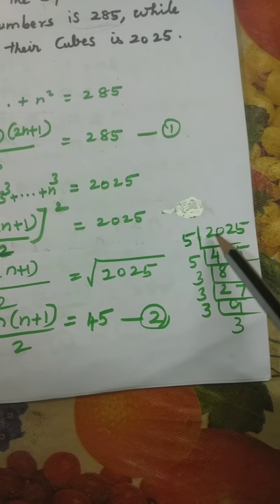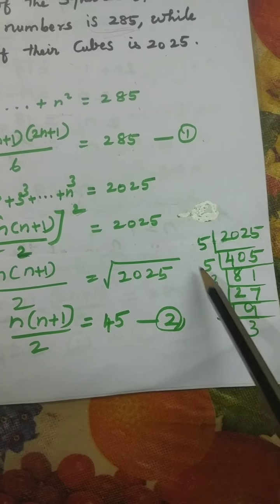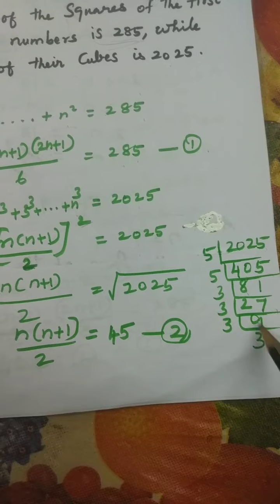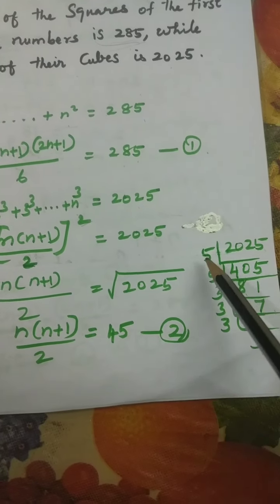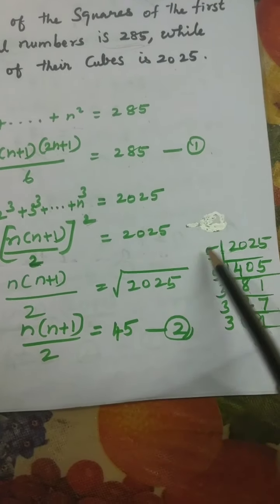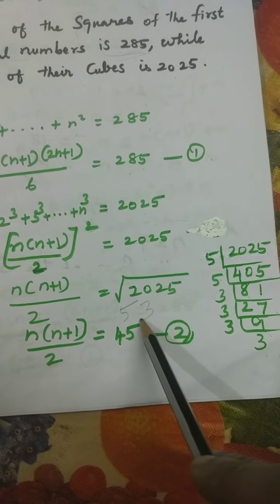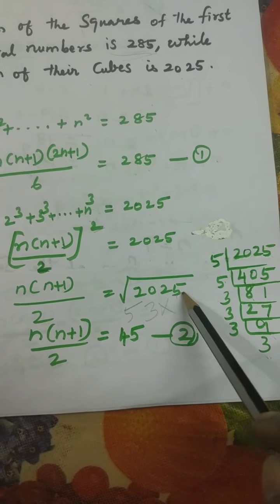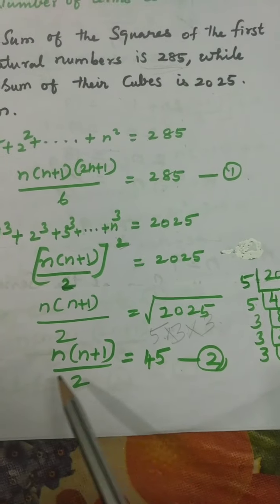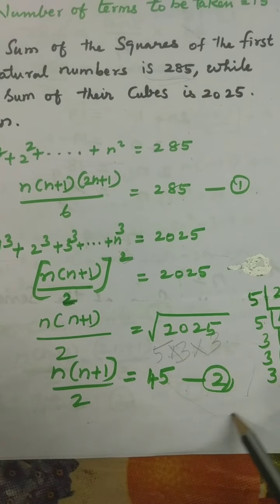So you find 2025: 5 times 405, then 5 times 81, 3 times 27, then 3 times 9, then 3 times 3. Now you take 5 into 5 into 3 into 3 into 3 into 3. For two 5s you take one 5, for two 3s you take one 3, and for another two 3s you take one 3. So 5 threes are 15, 15 threes are 45. So n(n + 1)/2 = 45. Take this as the second equation.